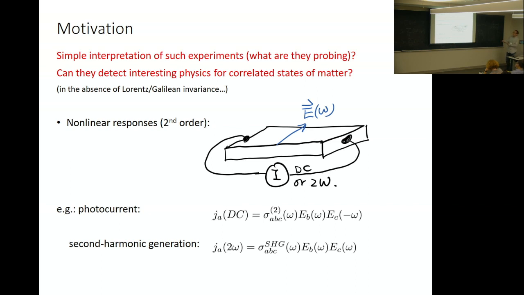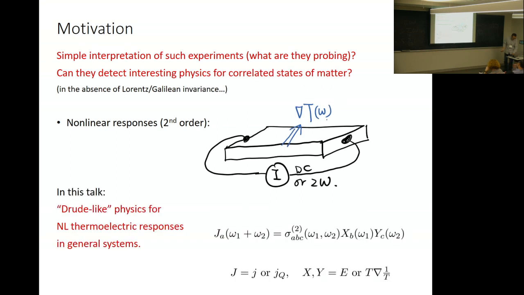Whenever I look at nonlinear response, I always ask myself this question. Somehow I don't have a very simple picture of what I'm probing. I want to understand if there is some simple interpretation of such experiments. What exactly are they probing? And can they be used to detect some issues in physics, in particular when correlation is important? Those are the questions I want to understand.